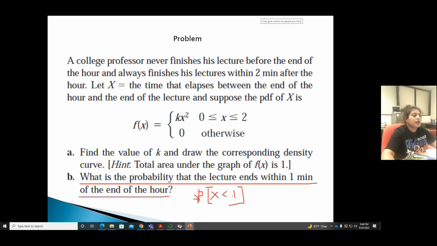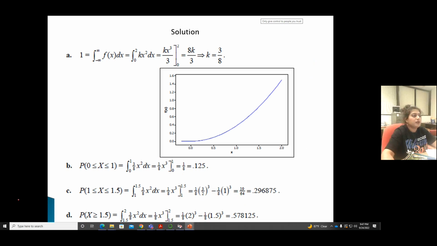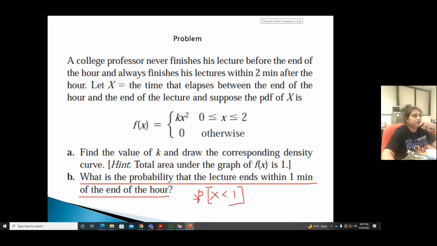Within the end limit of 1 hour means that the lecture ends before the end of the hour and always finishes within 2 minutes after the hour, so you have an upper range and a lower range. What is the upper range? The upper range is obviously zero. The lower range is within 1 hour. So again, read the problem and try to find the ranges. Put the distribution within that specific range and try to find the distribution.